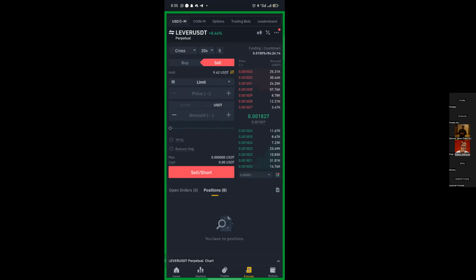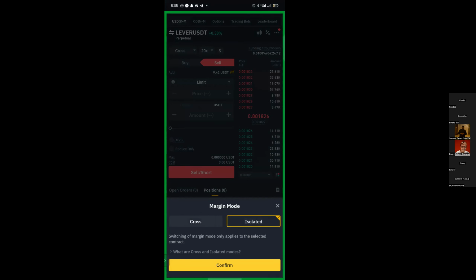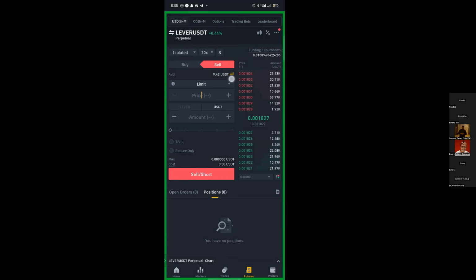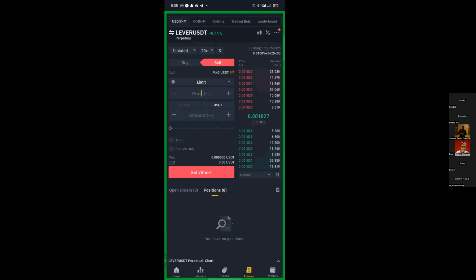But if I use isolated, that means I'm isolating some part of the fund. I want to separate it. Let's say I want to trade with $3. That means I'm taking $3 of this $9. So if anything happens to the market, I will end up losing only that $3, whether I'm adding stop loss or take profit. So I will start with isolated. The reason is so that I can explain stop loss under the isolated margin mode and stop loss under the cross margin mode. And at the same time, to explain liquidity too, because isolated will help us explain what liquidity is all about.